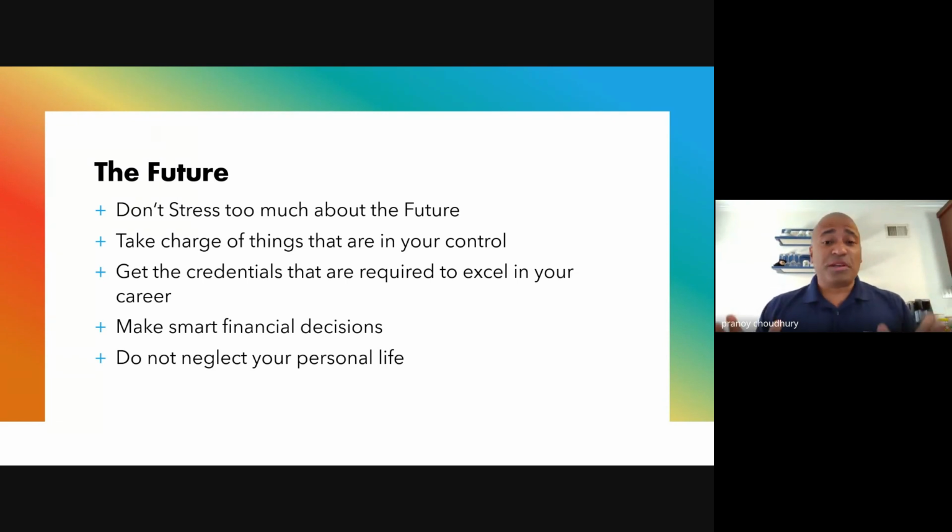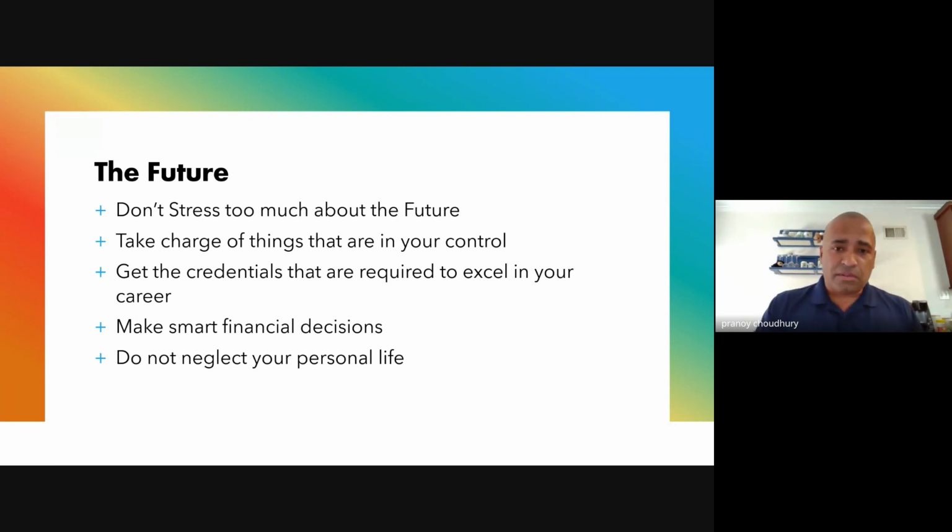The future. Don't stress too much about the future. My dad has always told me, when I didn't get into the military, I took the SSB a couple of times. Unfortunately, I was not successful. My dad said something to me that still resonates till today. He said, Pranoy, what is in your destiny, nobody can take away from you. And what's not in your destiny, nobody can give to you. So don't stress about the future. Don't worry about it. It's going to play out.